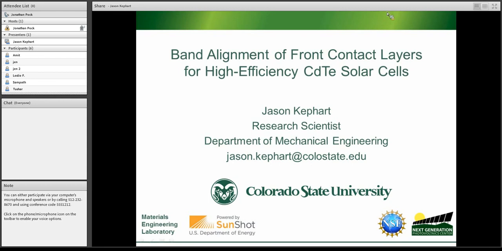I'm going to hand it over to Jason Kephart from Colorado State University, and he'll be talking today about band alignment of front contact layers for high efficiency cadmium telluride solar cells. Jason, please feel free to go ahead.